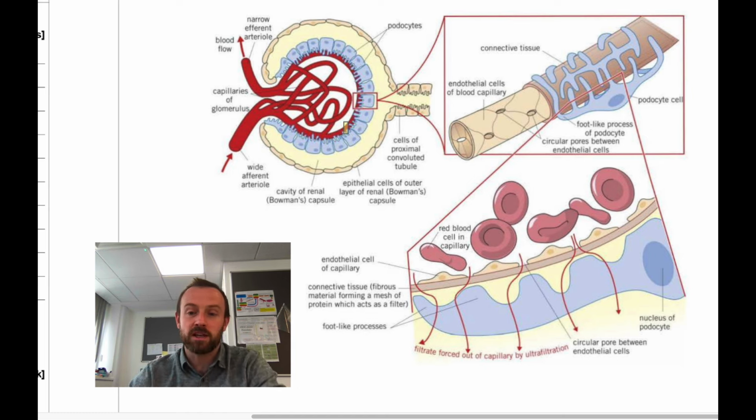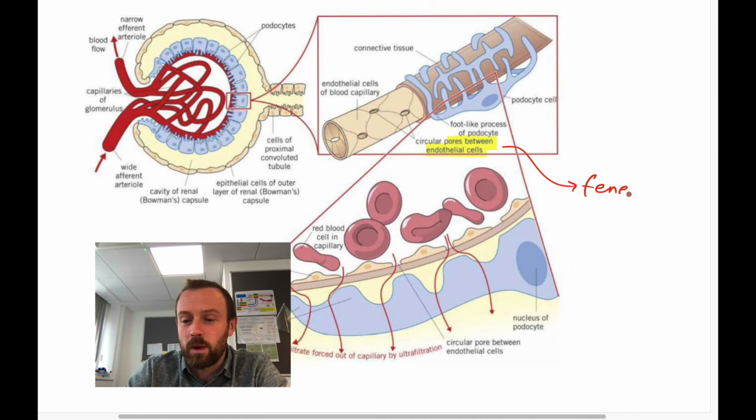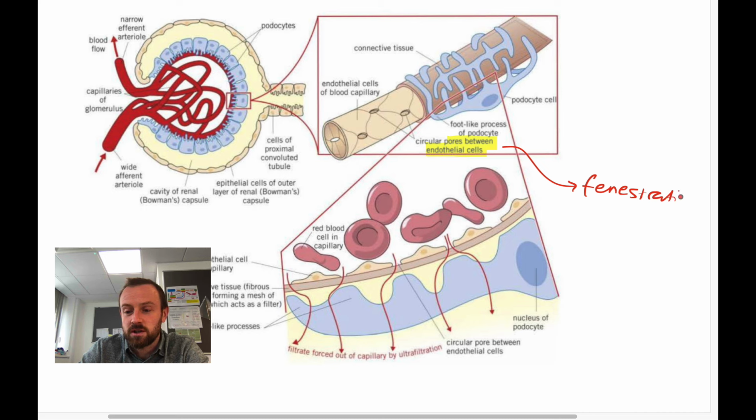And then that fluid is forced out of the capillaries through a few key things. It's forced through these little pores between the endothelial cells of the capillary. We can call them fenestrations. I think it's from Latin, and it means little windows. Fenestrations. They're a special type of capillary with lots of fenestrations. Then it goes across this basement membrane, which in this diagram is labeled as connective tissue. It goes through the basement membrane.